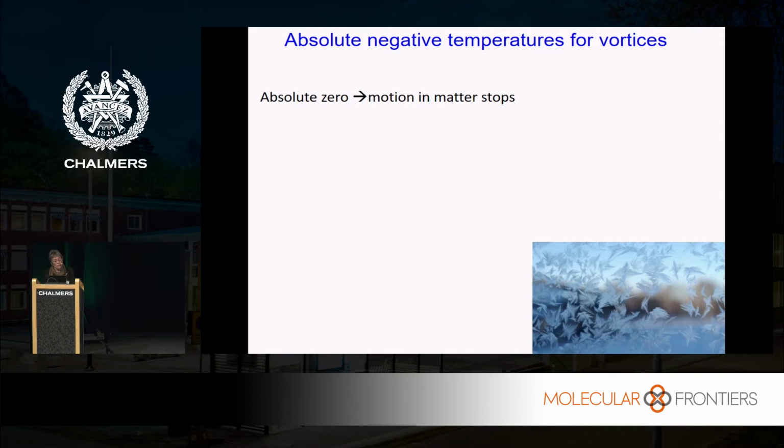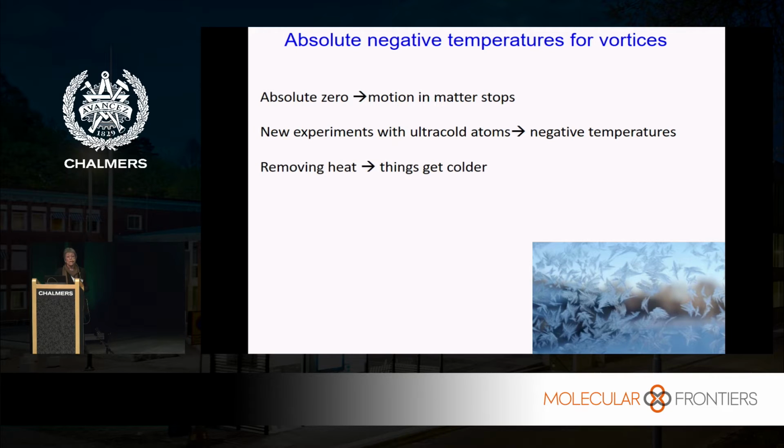As Emmanuel was pointing out, what is this negative temperature? Let's go through that again. He told you a lot, and I'll just repeat a few little things. If I have absolute zero temperature, what we think of is that all motion in matter stops, okay? That's what we are used to. Now I want to tell you that in our new experiments in ultracold atoms, I can go to negative temperatures. Normally, if I remove heat, then things get colder.